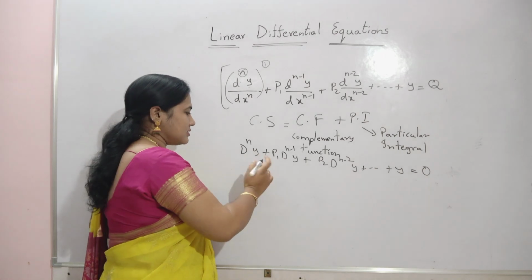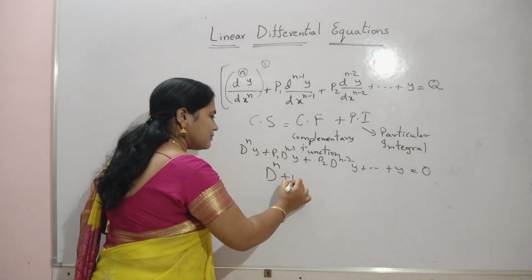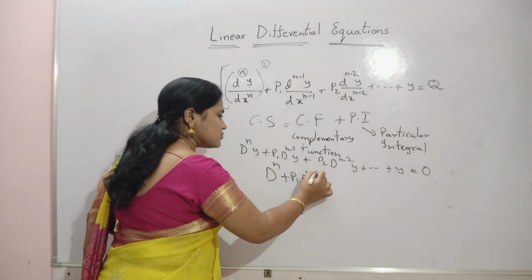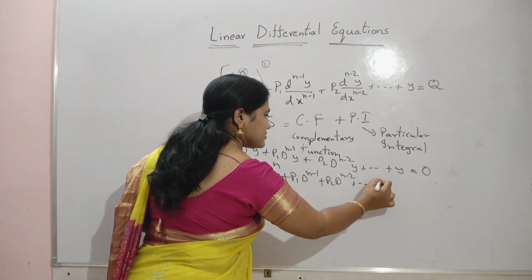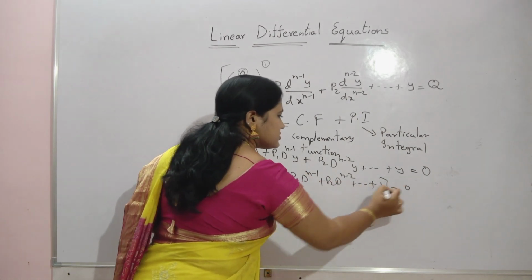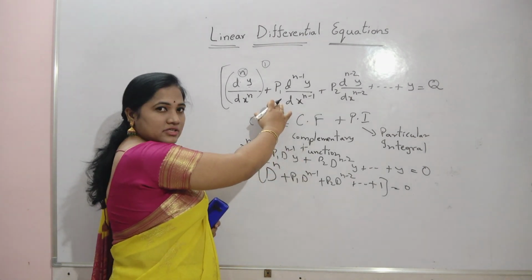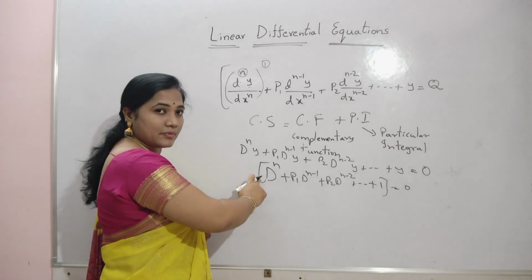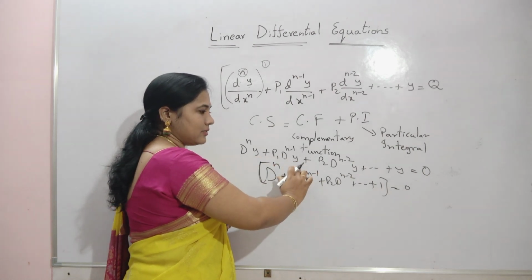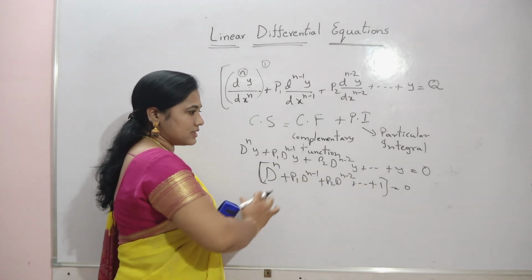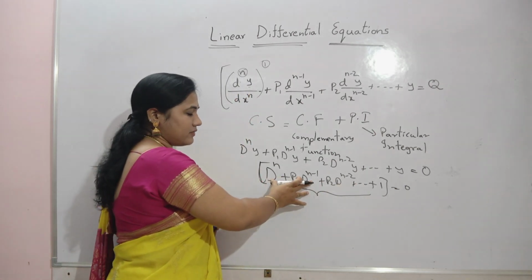And the second step is to write its auxiliary equation. So just D^n plus p1 D^(n-1) plus p2 D^(n-2) plus and so on plus 1 equals to 0. So this is the auxiliary equation. So first write down the linear differential equation in the symbolic form, and the second step is to write its auxiliary equation, just removing the y term and equating that to 0. So that is the next step, and then find the roots of the equation.